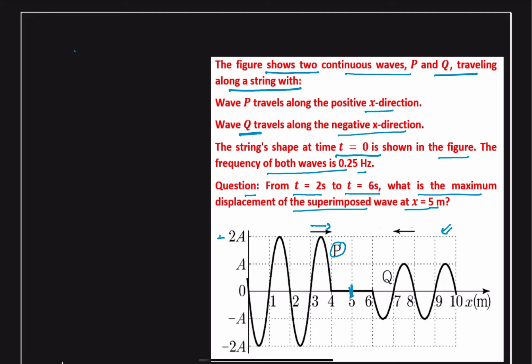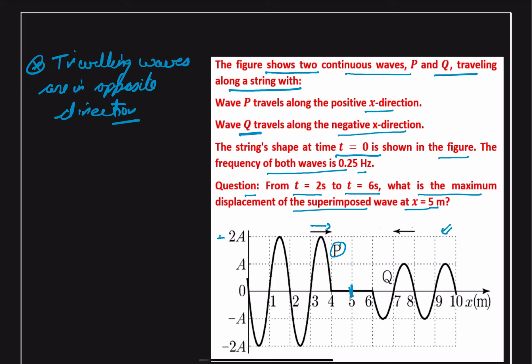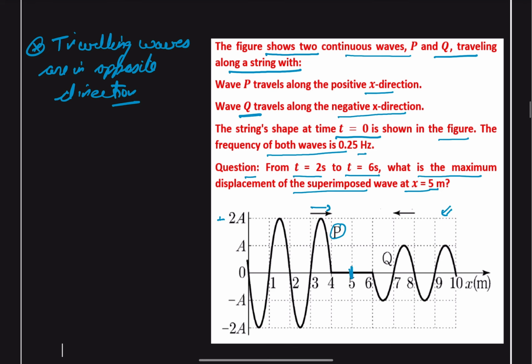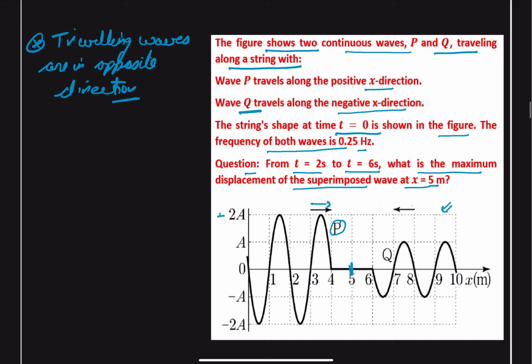We say that traveling waves are in opposite direction. This is the first thing that is given to us, and the time is also given, that from t equal to 0 to t equal to 2 seconds, both moving towards each other from opposite side.